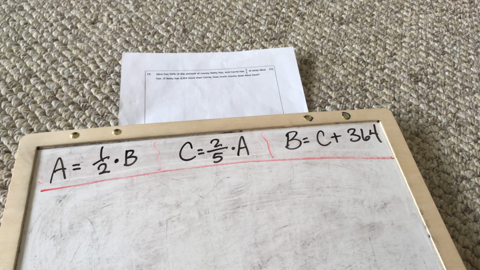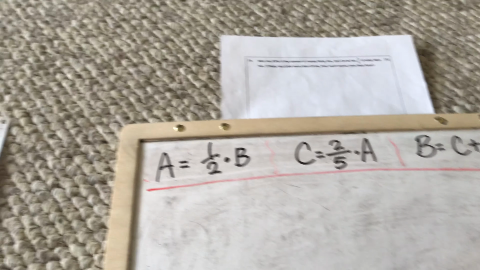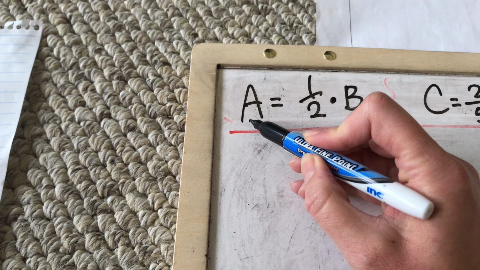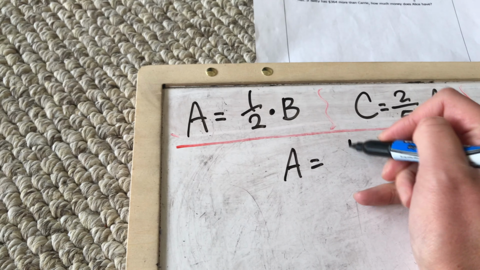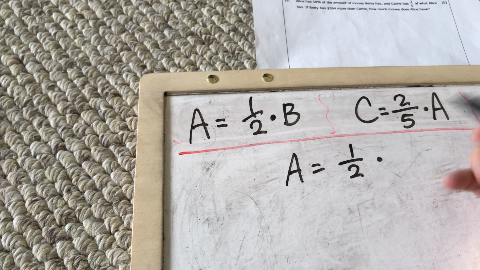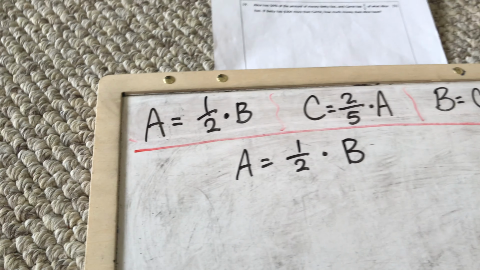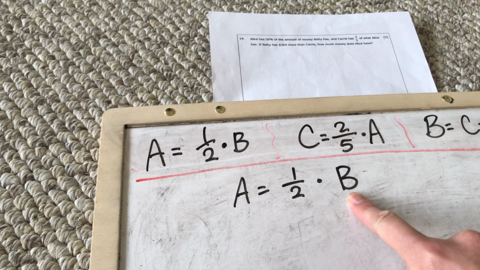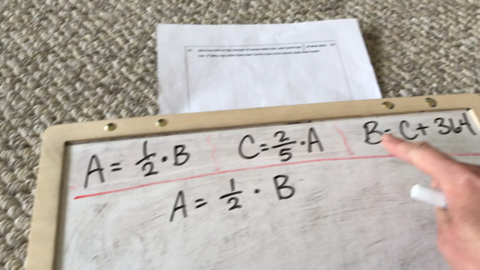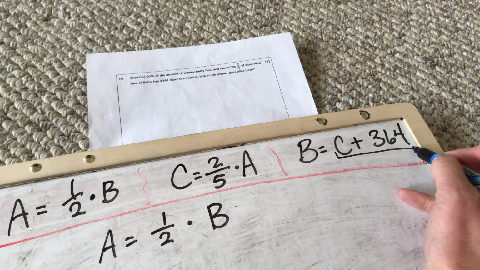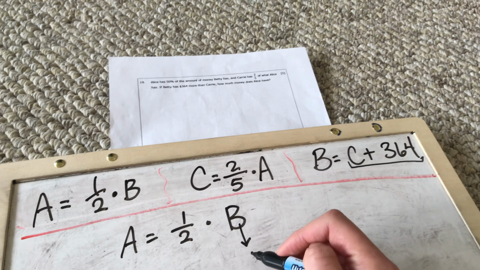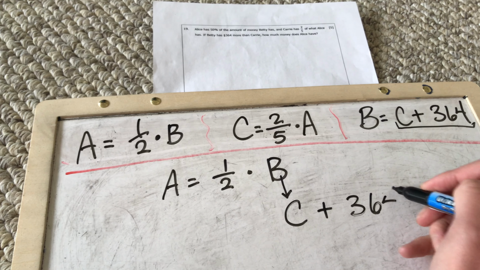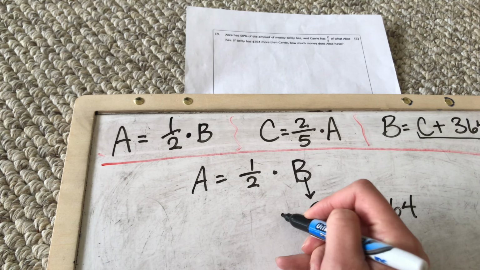And the way that I solved it was by a substitution method. We know we eventually need to solve for A here, okay? So I need to find out what A is, 1/2 of B. So when I want to find B and substitute, we already know what B is. B is here. So let me just rewrite that. We know B is C plus 364. Okay, don't forget the half.